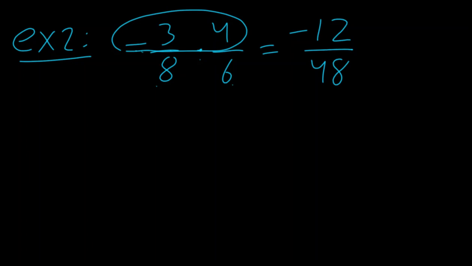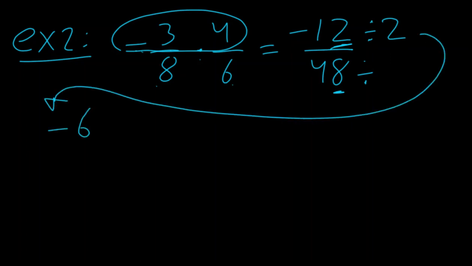Now, 48 is a pretty large number, but I hope you would know that 12 and 48 are both even numbers. Anytime we have an even number, we can always at least divide by 2. So, -12 divided by 2 will equal -6. We'll just bring this on down here. And 48 divided by 2 will actually give us 24.